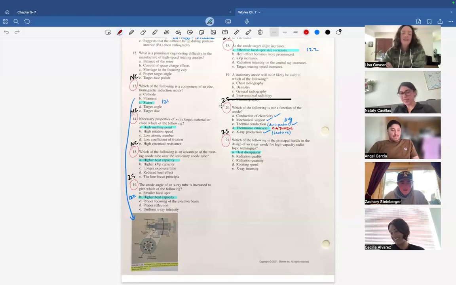Nice, Natalie. Thank you. And then Zach, you have the last 4. Yep. So 16, I put a question mark on this one. But the anode angle of the X-ray tube is increased to give which of the following?